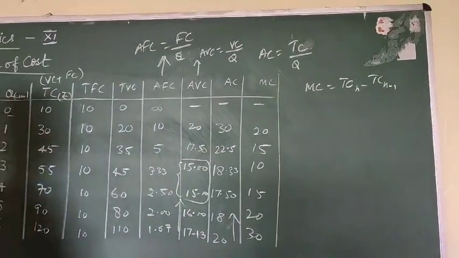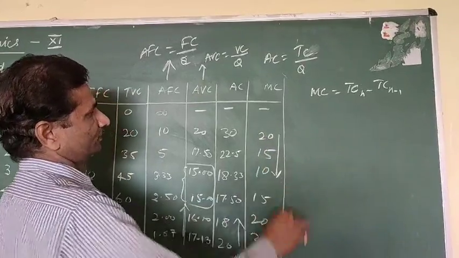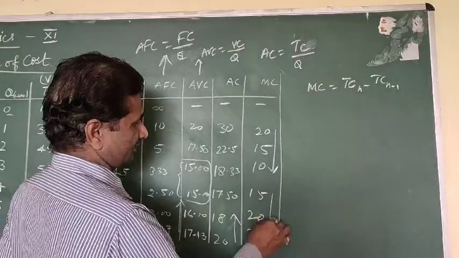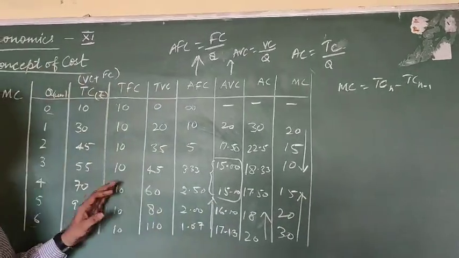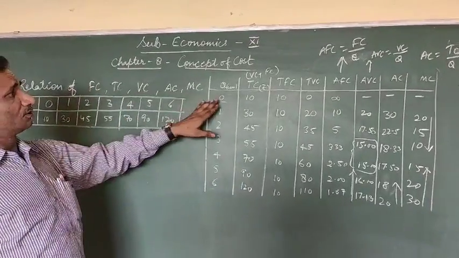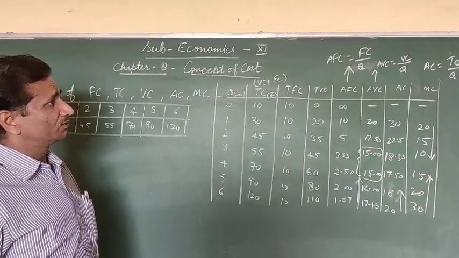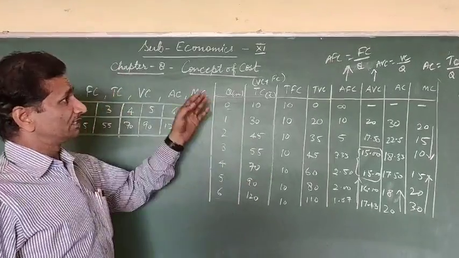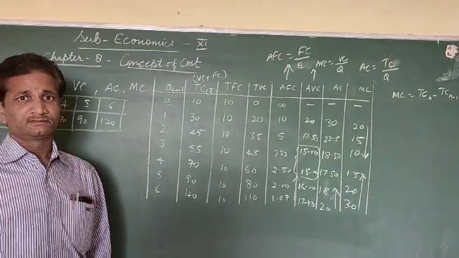So in this we can also learn that till the 3rd unit the marginal cost is decreasing, after that it starts increasing. In this way we learn about the relationship of total cost, total fixed cost, total variable cost, average fixed cost, average variable cost, average cost, and marginal cost. For that we have to remember certain formulas, how we have to calculate these. Thank you.